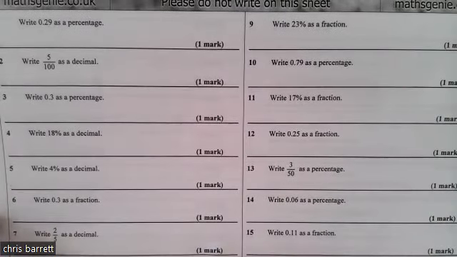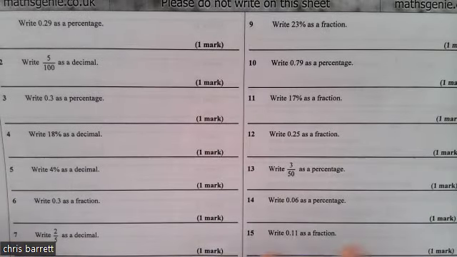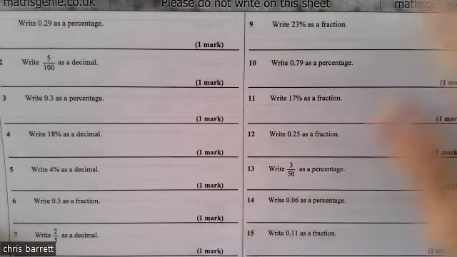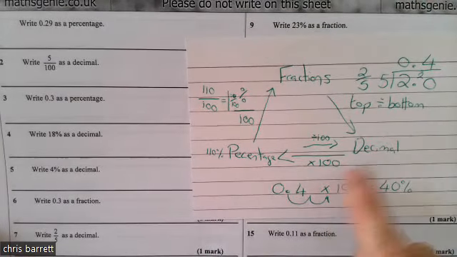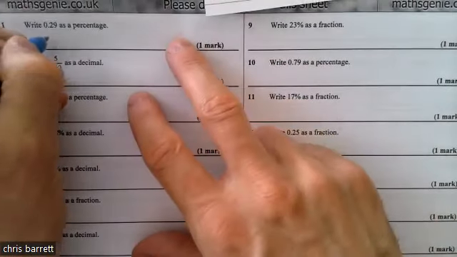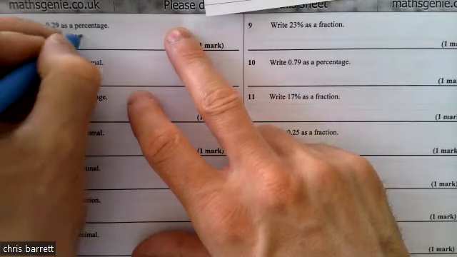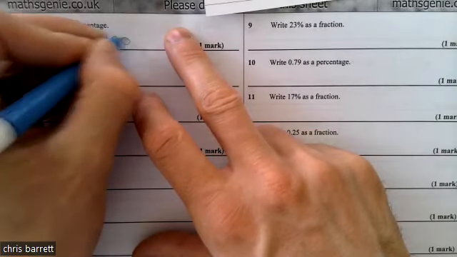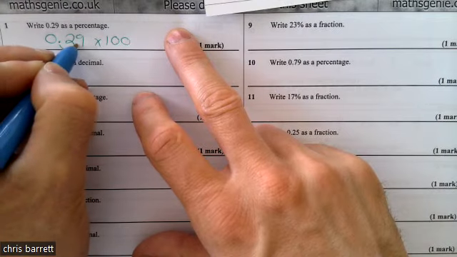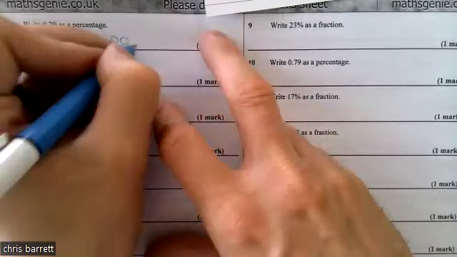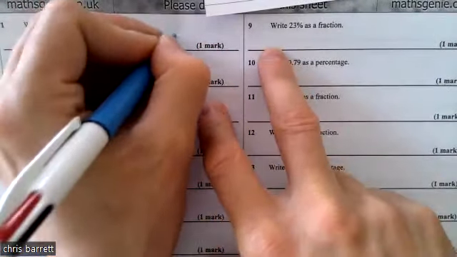So we've got various questions now on here to have a look at. It says, right, 0.29 as a percentage. So I've got a decimal, so then use my card and say, right, decimal to a percentage means decimal multiplied by 100. So I've got 0.29 multiplied by 100. So I need to move all the values two place values, 1, 2. So I've then got an answer of 29%.